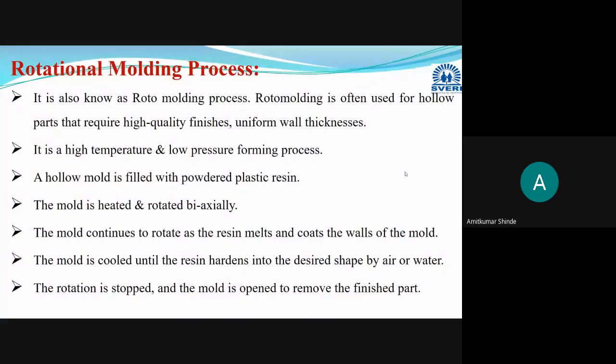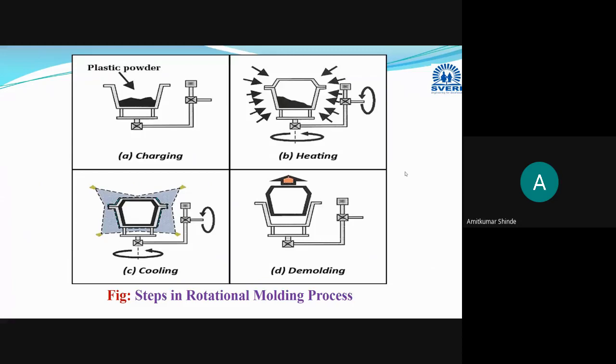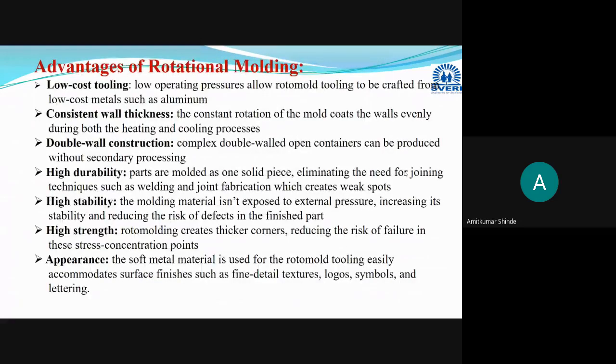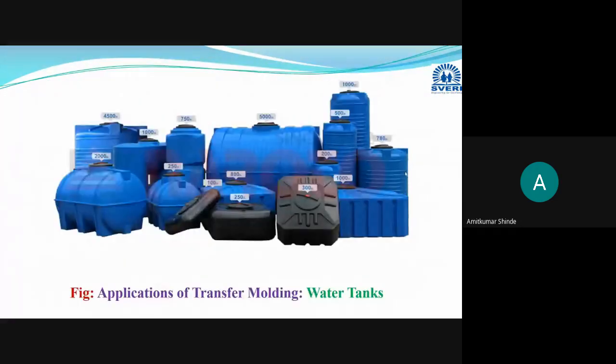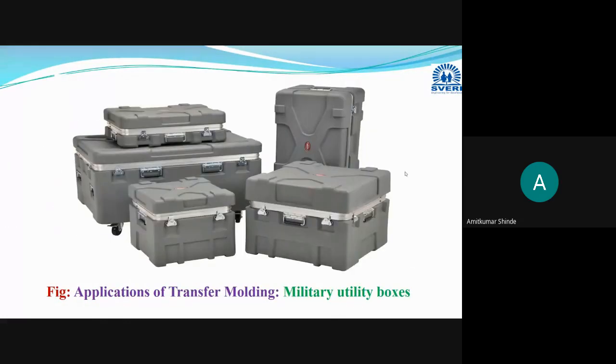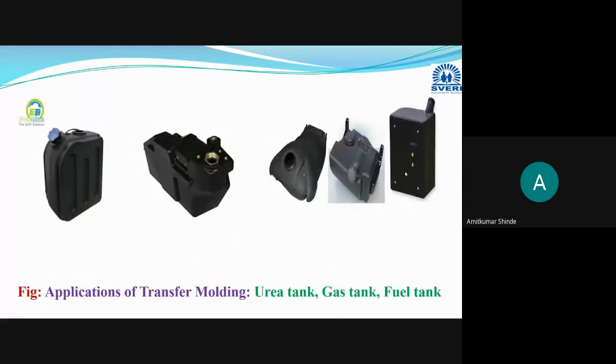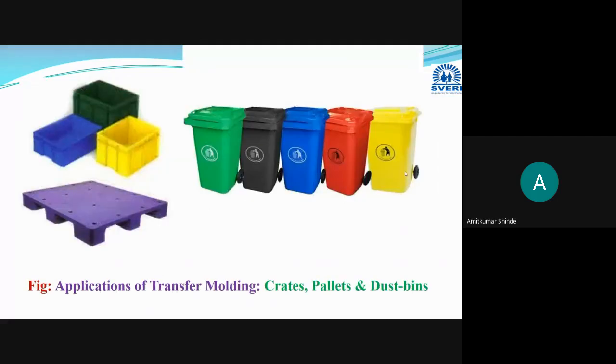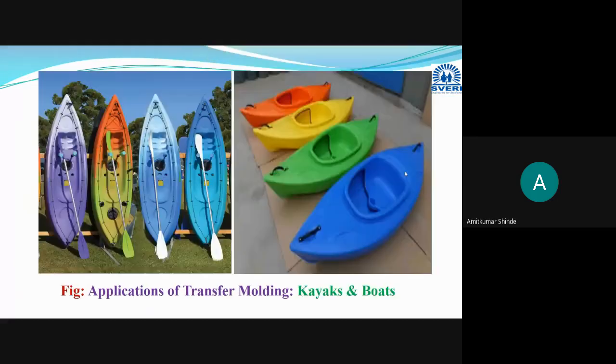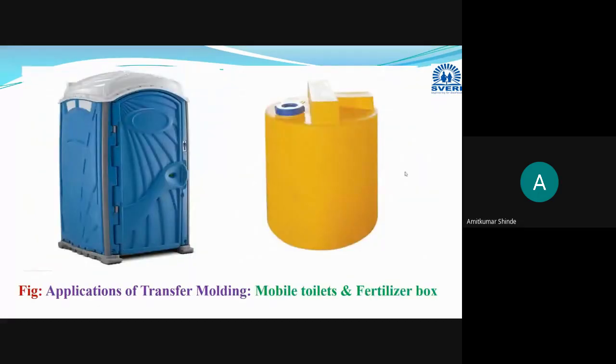Then the rotational molding process. We learned the stages involved in manufacturing a product by using this rotational molding process, also known as roto molding. And then its advantages, disadvantages, and some applications like water tanks, utility boxes, different tanks, road barriers, pallets, dustbins, kayaks and boats, then fertilizer box, mobile toilets, etc.